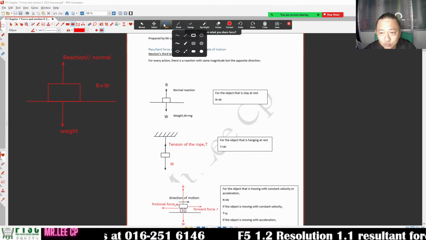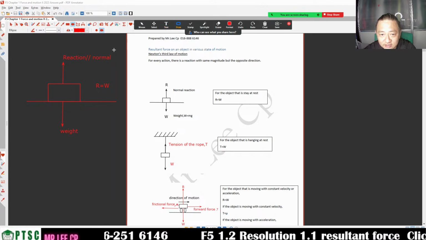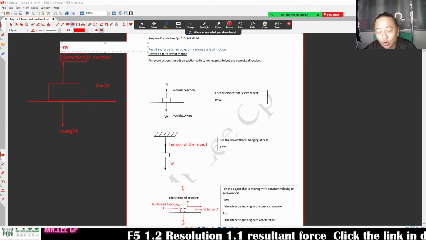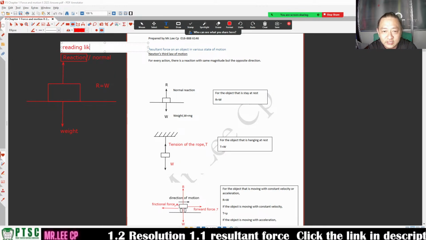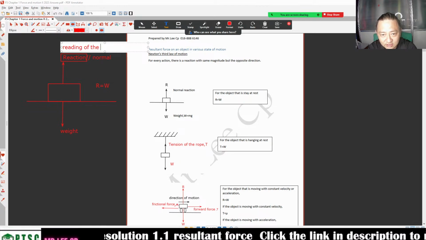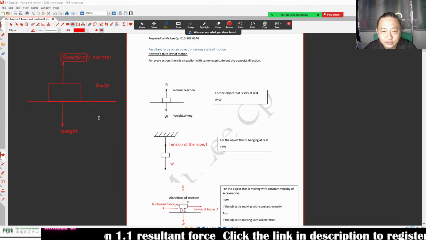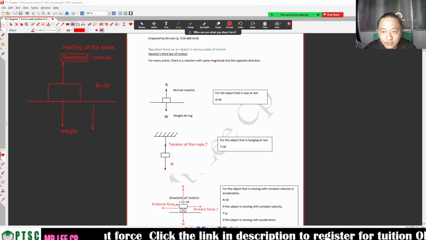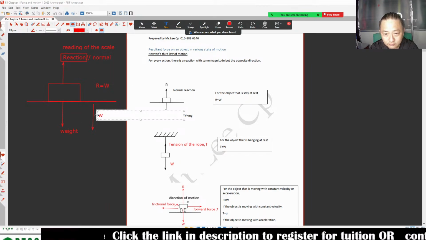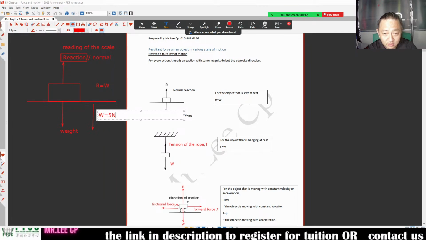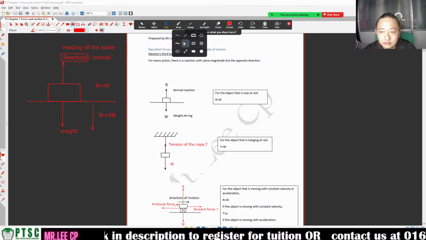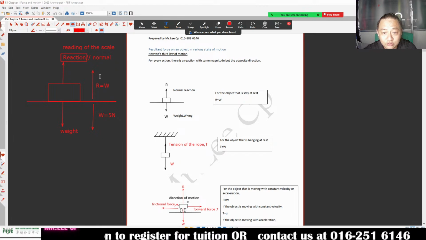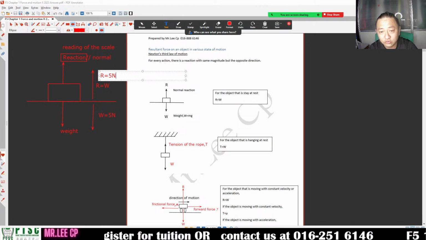All right, this reaction we can see like a reading of the scale. At timbang, I showed you last week, reading of the scale. So if the weight is 5 Newton, the weight is equal to 5 Newton. Of course, if this object is not falling down, the reaction will be equal to 5 Newton also, right?